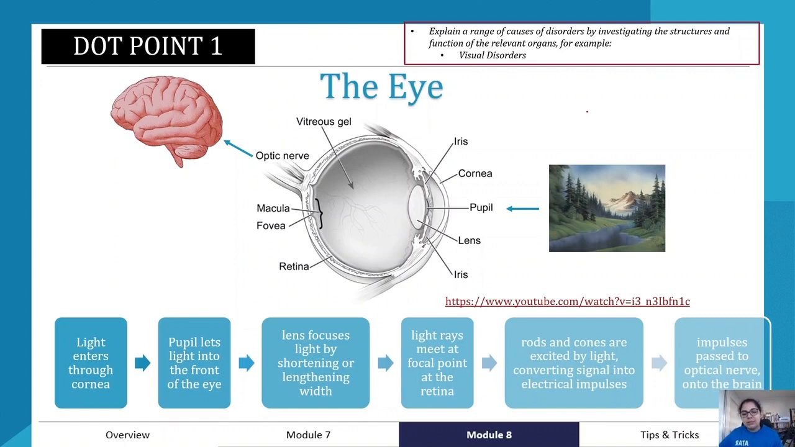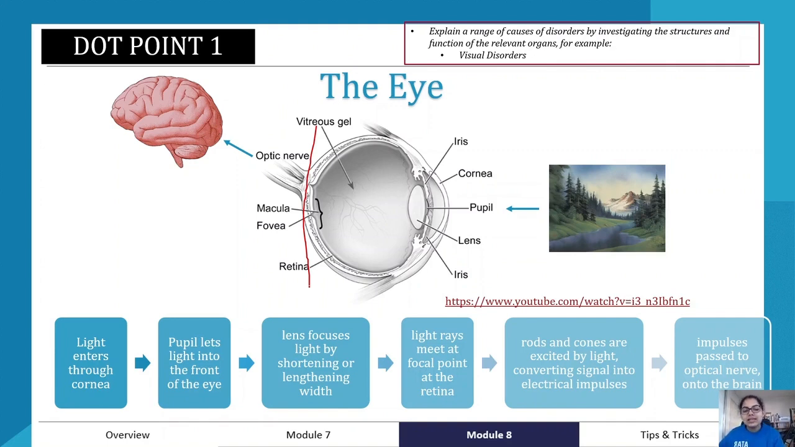Essentially, light is entering through the cornea. The pupil lets light into the front of the eye. The lens focuses light by either shortening or lengthening based on the light and the direction from the space that you're looking at. And the light rays meet at the focal point. So this is the focal point at the retina. The focal point is here at the back of the eye. That's where the focal point is.